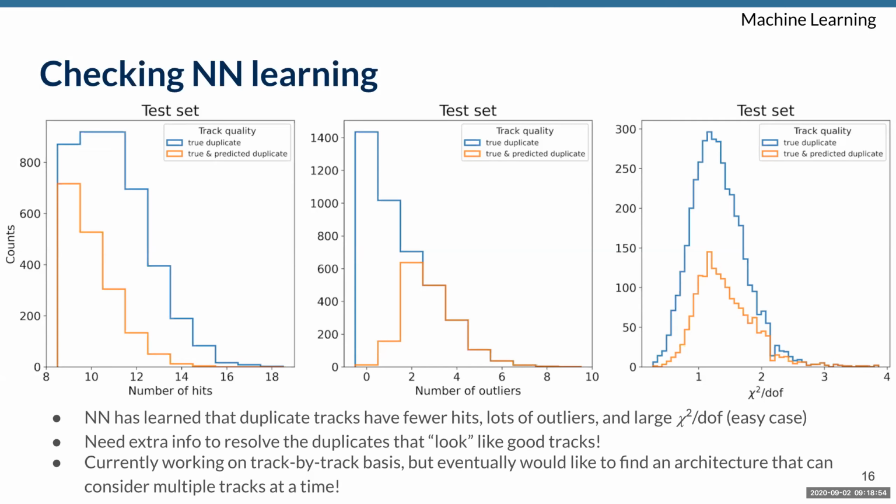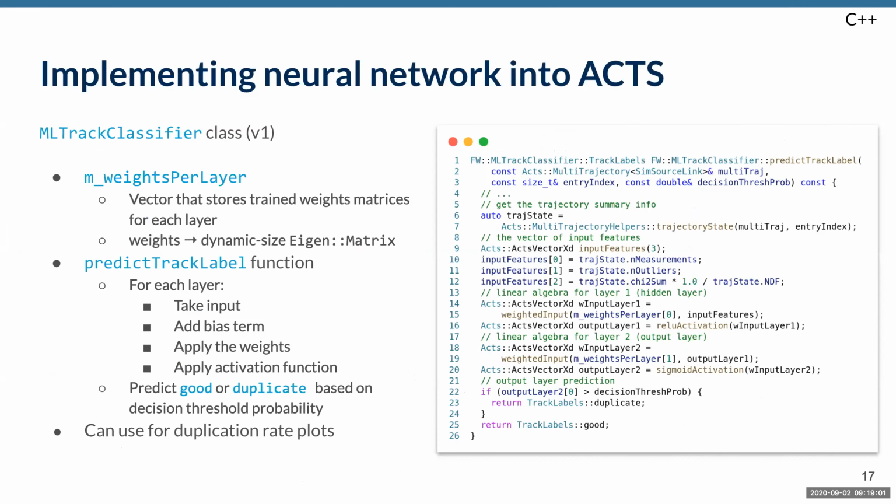So now that we have our network and it's performing adequately considering the limitations in our training set, we can go ahead and try to implement the predictive functionality of our neural network back into ACTS, which was the second major part of the project. We do this by using a C++ class, which we called MLTrackClassifier. In version 1, our class consists of two important members. The first one is a vector, which we use to store the trained weights matrices corresponding to our best neural network model in TensorFlow for each of the layers in our model architecture.